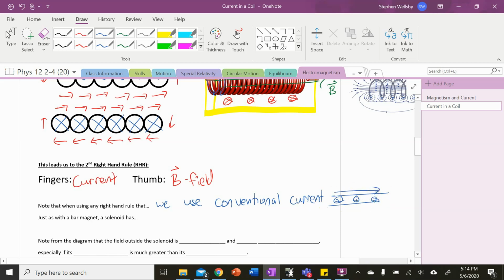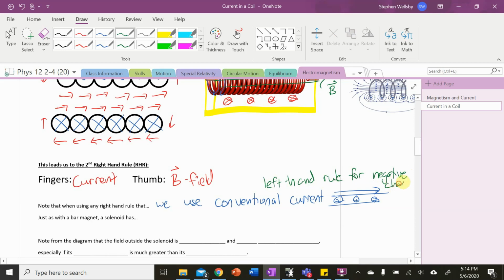Now we know that in real life it's actually electrons moving in the opposite direction, and for reasons we'll get into next week, it doesn't matter. So we can consider this as conventional current, and the rules will be absolutely correct. If we wanted to use the movement of negative charges, we would just use a left-hand rule for movement of negative charges.